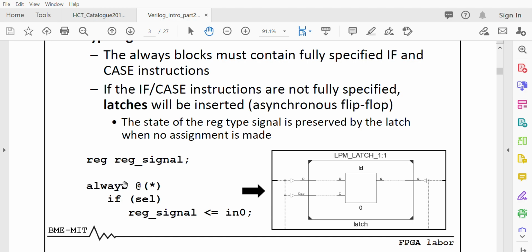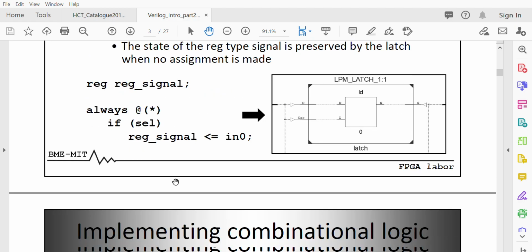For instance, here in this example, we have always @*, which is anything. If sel is 1, then reg signal equals 0. But when sel is 0, reg signal is not going to be modified. So this is not a combinational circuit. This is a latch, like a flip-flop with no clock. So it is a latch, not a flip-flop. This is wrong because if we are intending to generate a combinational function, then we will get a latch, and the latch will create problems for us in the implementation.